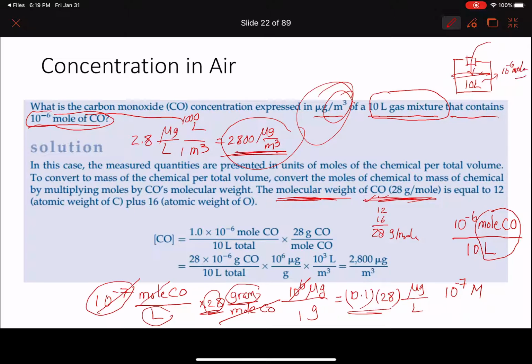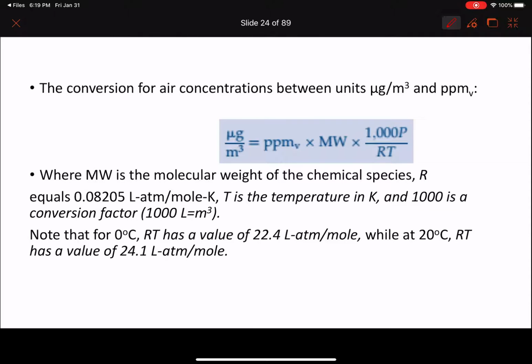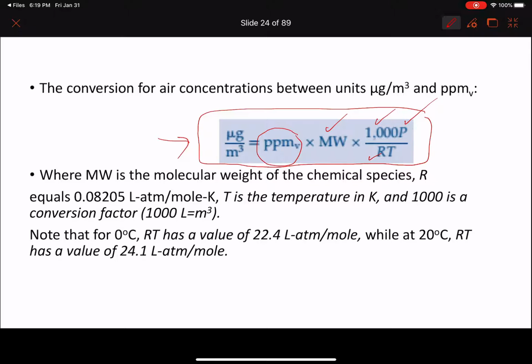So from this analysis of carbon monoxide, we could find the concentration. And once we find the concentration, we could use this equation, remember the equation that we just showed before, to convert it from microgram per meter cube into parts per million. This is only for air pollution. Okay, molecular weight of that compound, 1000 is the conversion. P is always 1 atmosphere, R is a constant, and T is the temperature in Kelvin, sorry.